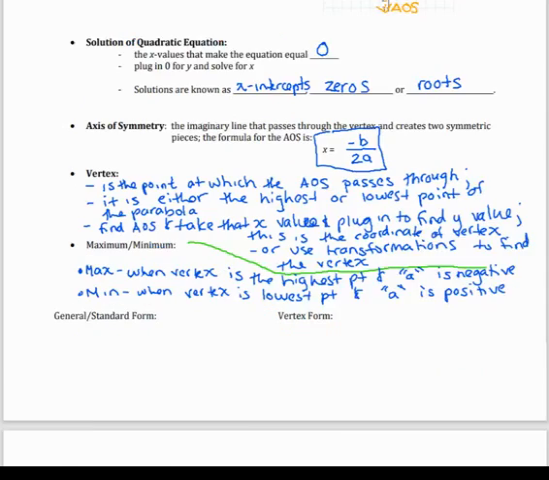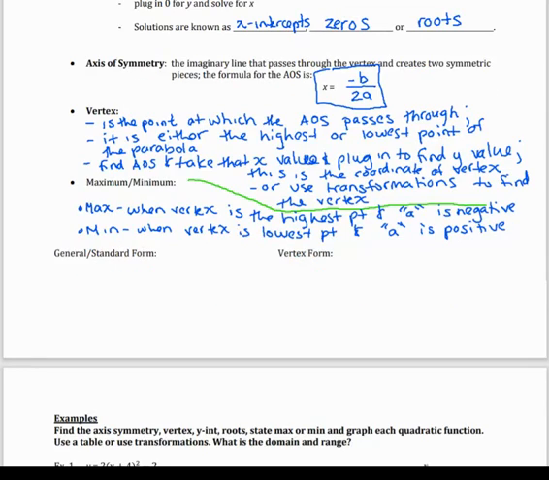Now let's talk about the equations themselves and how they could be written. With a quadratic equation, we'll see two ways. General or standard form is what the first one is called, and that's f of x, or remember, y equals ax squared plus bx plus c. So a, b, and c are coefficients and constants. We have our variable of x, and notice the highest power is 2. So this is our general form.